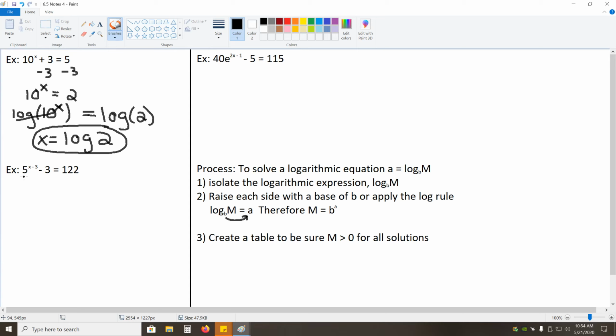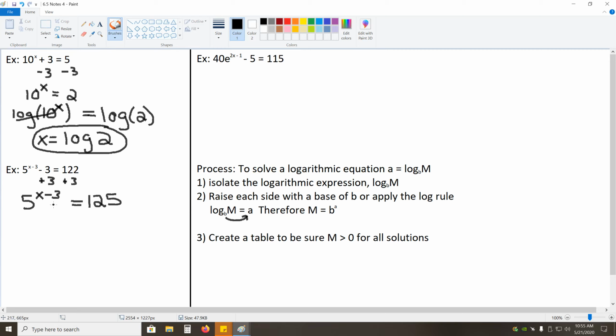Alright, from here we now have 5 to the x minus 3, minus 3 equals 122. Take a moment, pause the video, see if you can work through this one. Okay, so trying this together, first thing we have to do is get this 5 to the x minus 3 by itself. So we'll add 3 to each side of the equation, giving us 5 to the x minus 3 equals 125.